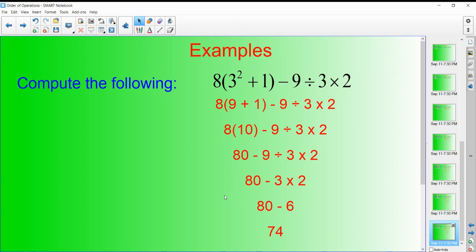And that is the correct order and the only order that we can do it in, because that has been decided by years of mathematics. So that is how we follow the order of operations to evaluate an expression.